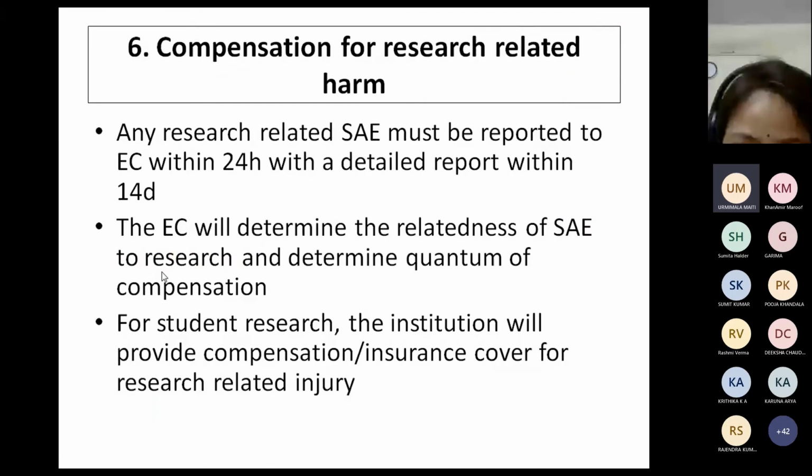The sixth point is compensation for research-related harm. So the first thing that you should remember is that any serious adverse effect must be reported to the EC within 24 hours of its occurring, and with a detailed report within 14 days. And the EC will then determine the relatedness of the adverse effect to the research and will determine the quantum of compensation. For your research, the institution will provide compensation or insurance cover for the research-related injury.